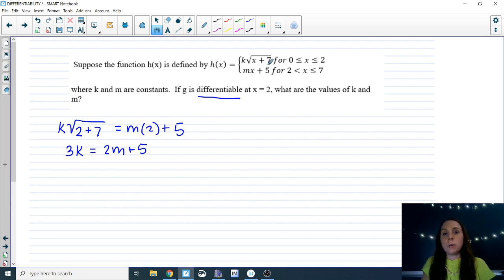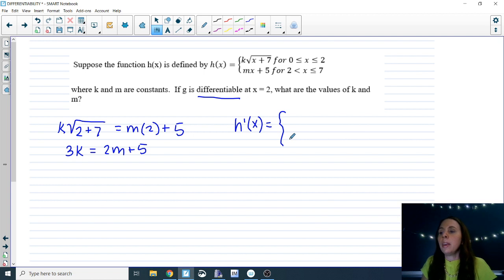Okay, the next part to this is knowing that not only do the function's pieces need to match at x equals 2, but also the function's slopes need to match at x equals 2. And so what we need to come up with now is the h prime of x equation, and it will also be a piecewise.